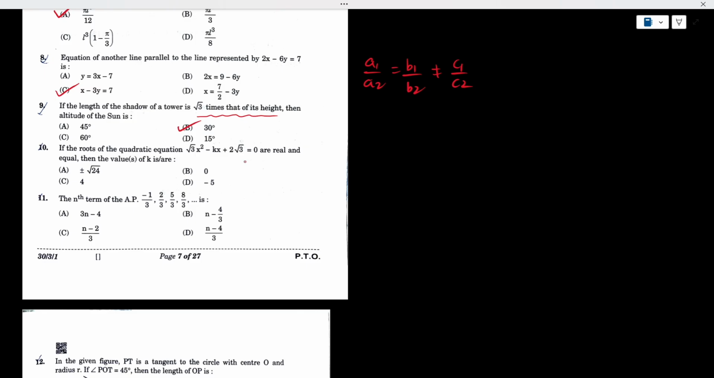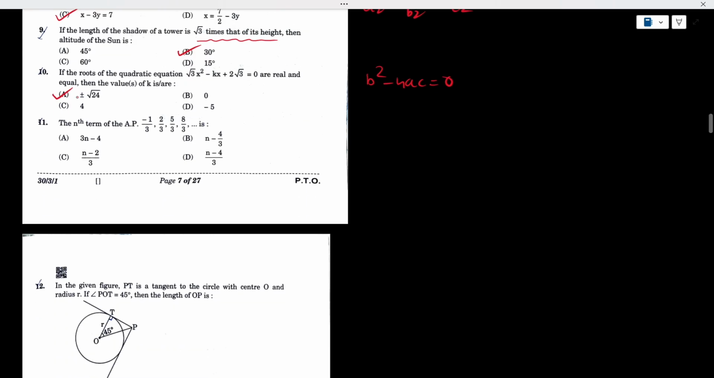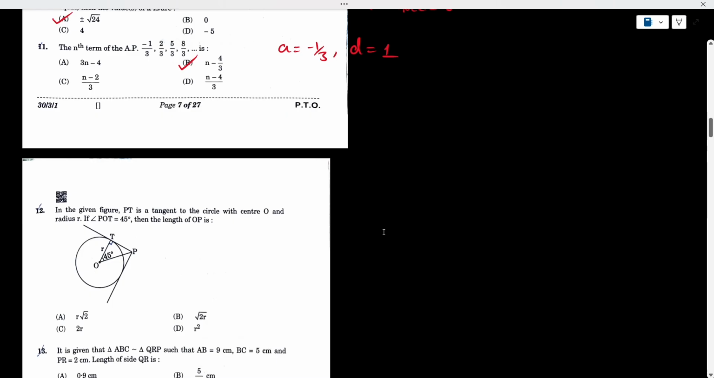Now here, it is based on the nature of roots, where b square minus 4ac equals 0. If you solve, you will get option A, plus minus root 24. Then the 11th question: what is the nth term? You can take A as minus 1 by 3, D as 1, and using the nth term formula, you will get option B, which is n minus 4 by 3.